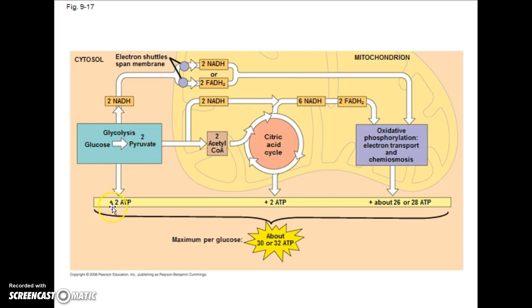So glycolysis produces 2 ATP, the citric acid cycle produces 2 ATP, and then oxidative phosphorylation really cranks out the bulk of our ATP, which ranges between 26 and 28 ATP. So in total, all of this combined for cellular respiration creates 30 to 32 ATP per glucose molecule. For each glucose molecule we start with here, we'll get about that many units of energy. This is a little bit different for fermentation, which we're going to start talking about here in a second.